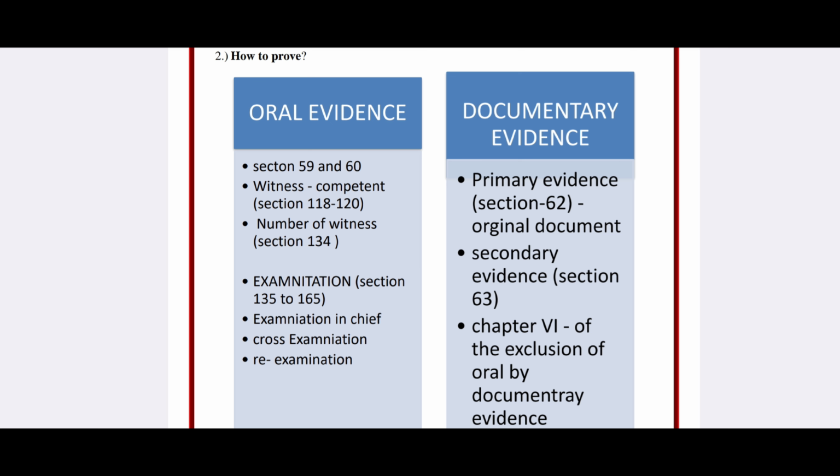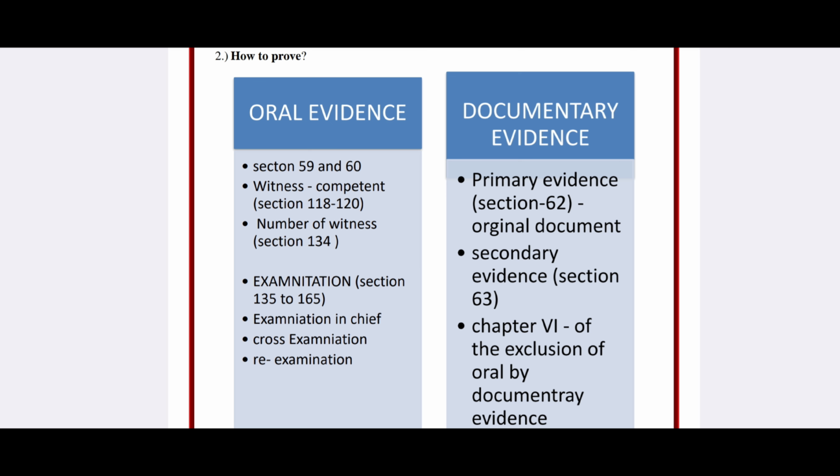Then, how many witnesses can you place before the court? You can place 100 witnesses, or even one witness is sufficient. There are no such limitations. You can place any number of witnesses, or even one witness is enough. That is provided under section 134. If the oral evidence has been placed, the examination will take place. Those provisions are dealt with under sections 135 to 165.